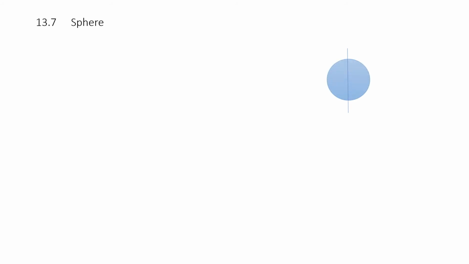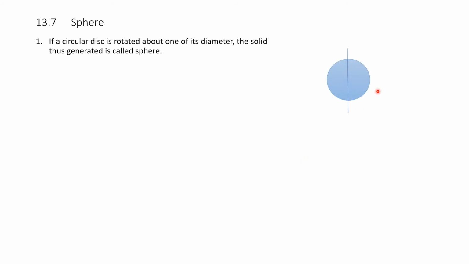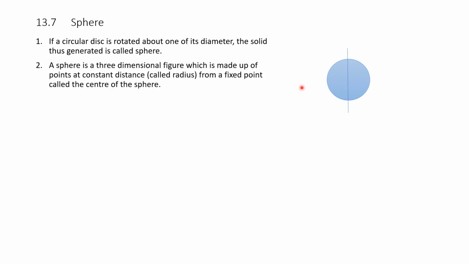Please see the figure on the right hand side. There is a circular disc and its diameter. Diameter ends here and is extended. This is the axis of the diameter. If a circular disc is rotated about its diameter, the solid thus generated is called a sphere. This is a circle. If it rotates, the solid generated is a sphere. A sphere is a three-dimensional figure which is made up of points at a constant distance called a radius from a fixed point.